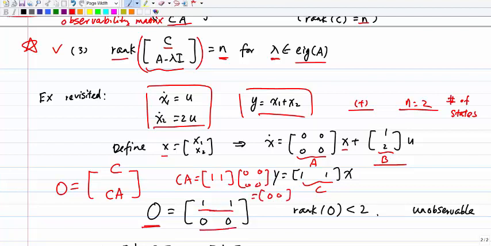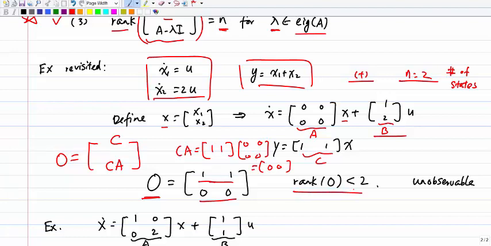So apparently the rank of this matrix is 1. These 2 columns are the same, so the rank is 1. The rank is 1, which is less than 2. That's why it's not observable. If you use the definition to interpret this, the reason it is not observable is because I can only observe x1 plus x2.